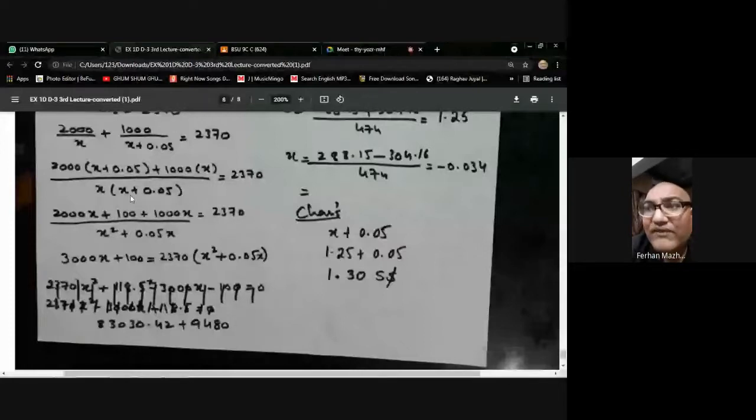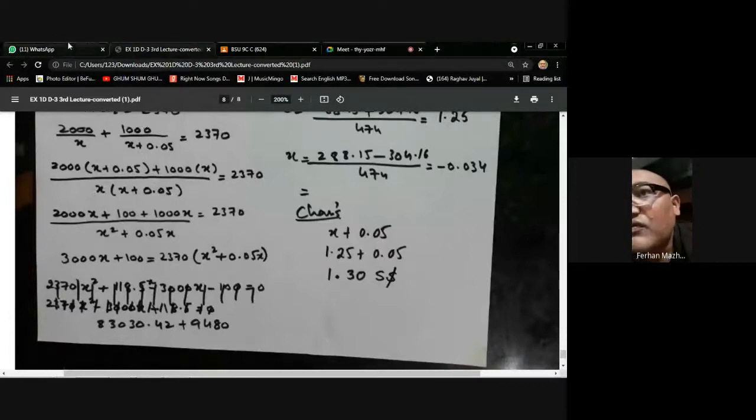When I divide the LCM by this denominator, X and X will be gone. Whatever is left will multiply with the numerator here. So 2000 multiplied by X plus 0.05, bracket close. Then I divide this LCM by this denominator and they both cancel. X will be left, that will multiply with the 1000.